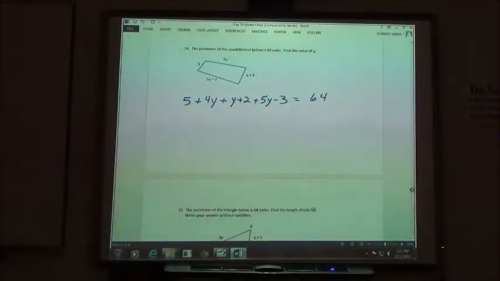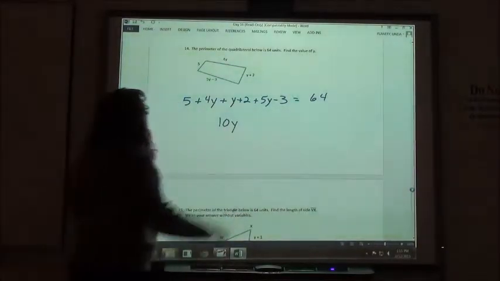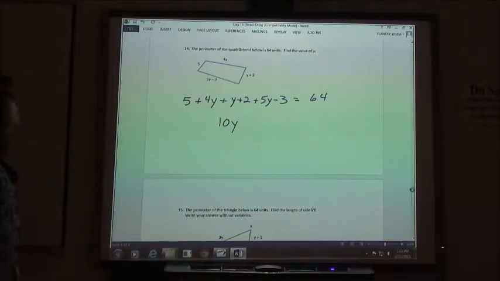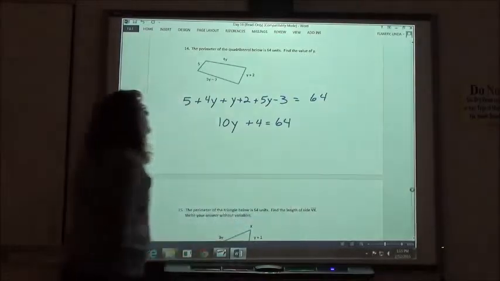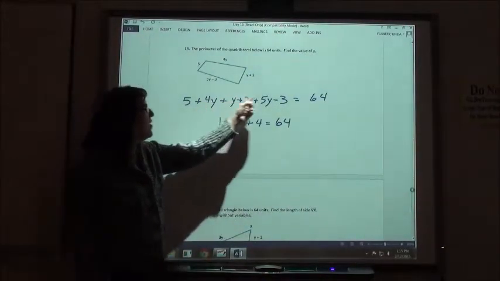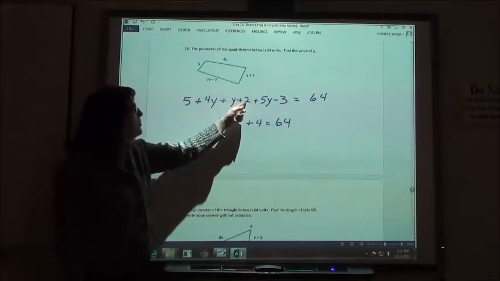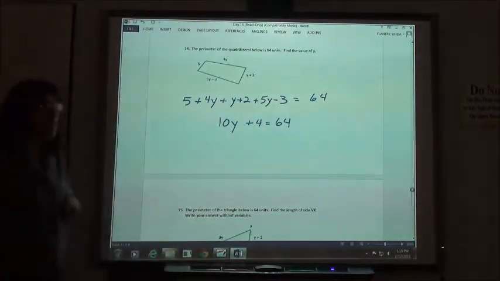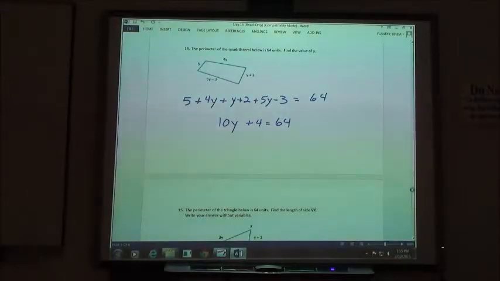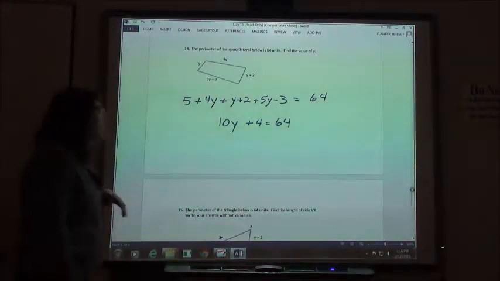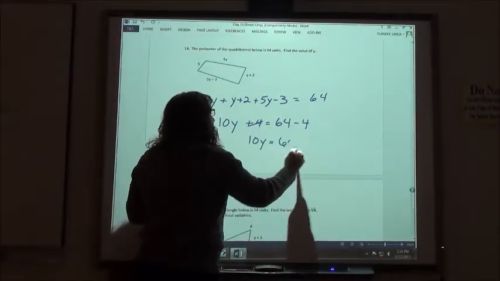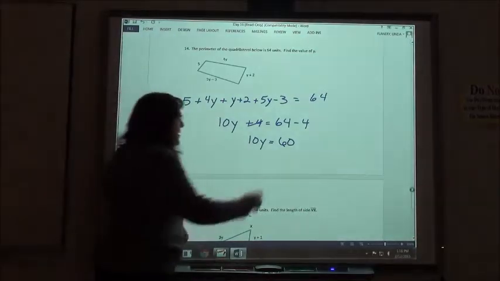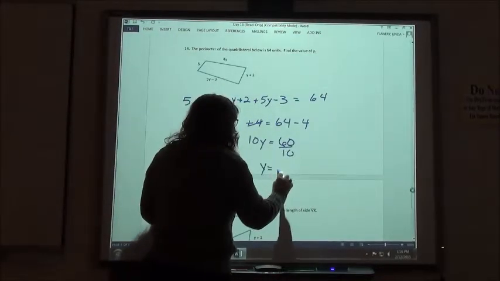So if I add all my y's together, how many y's am I going to get? 10y. And if I add my numbers together, 4 plus 4 equals 64, right? So 4 plus 1 is 5, and 5 plus 5 gave me 10y, and then 5 plus 2 is 7, and 7 minus 3 is 4. Now we have something that looks a little more familiar. I'm going to do what to solve that? Subtract 4. Minus my 4, 10y equals 60. Divide by my 10, so y equals 6.